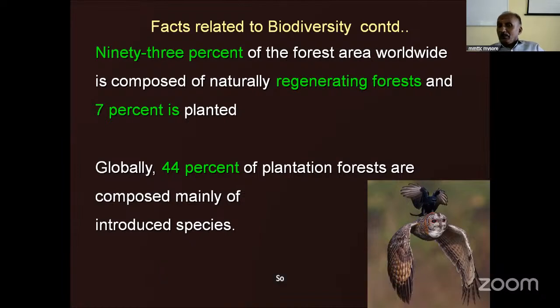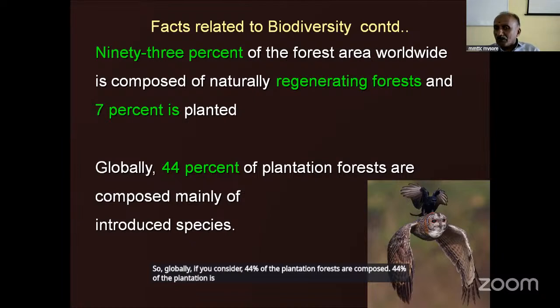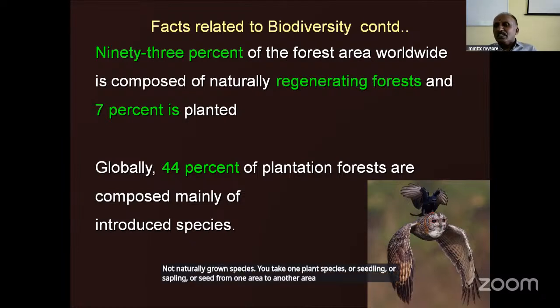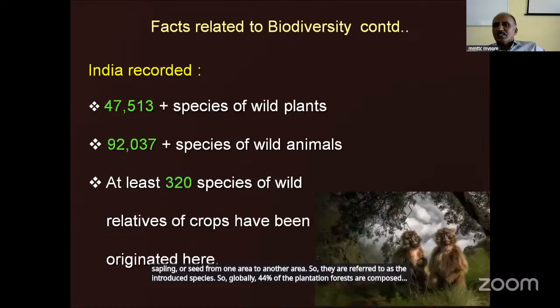So globally, if you consider, 44% of the plantation forests are composed mainly of introduced species, not naturally grown species. You take one plant species or seedling or sapling or seeds from one area to another area. So they are referred to as the introduced species. So globally, 44% of the plantation forests are composed of these introduced species.